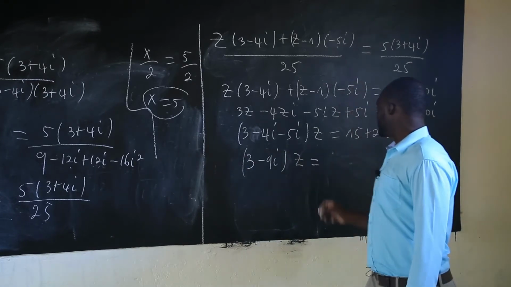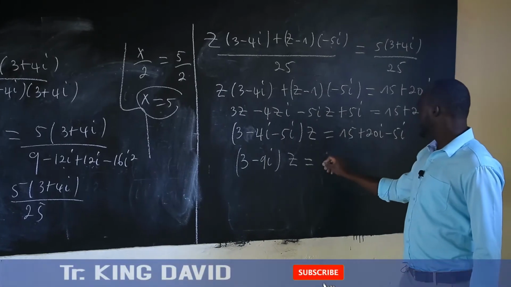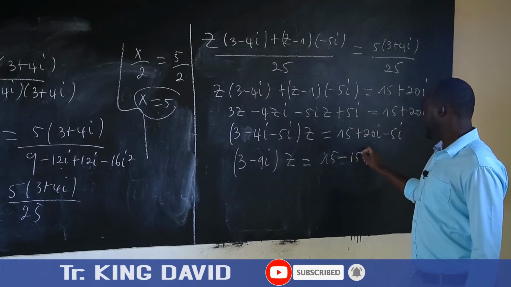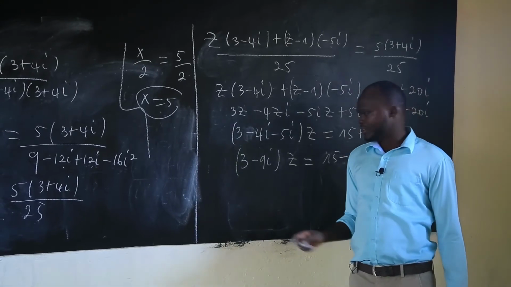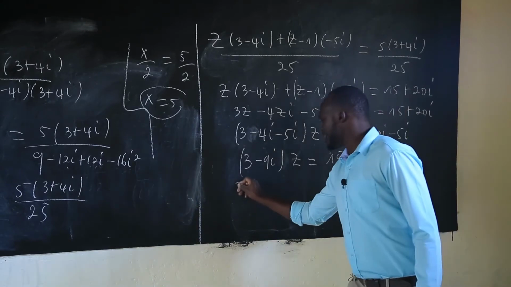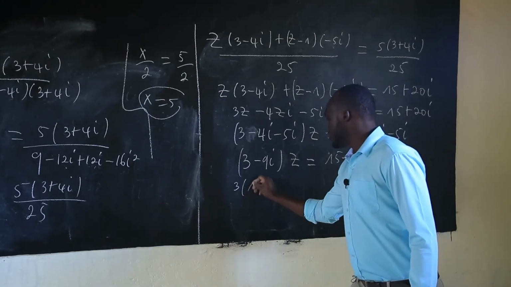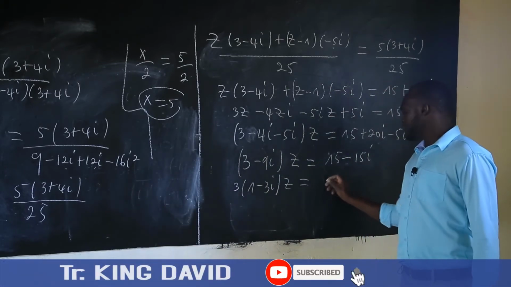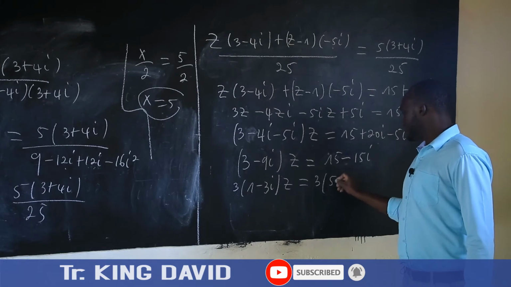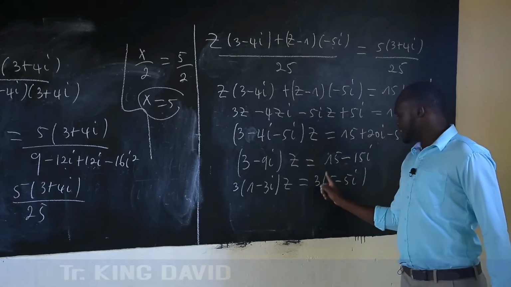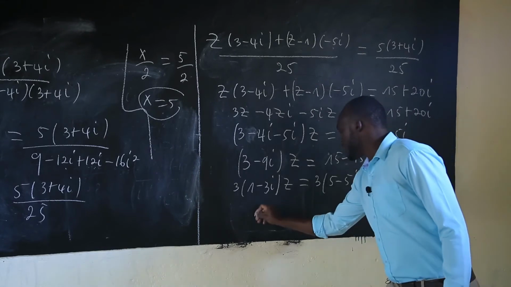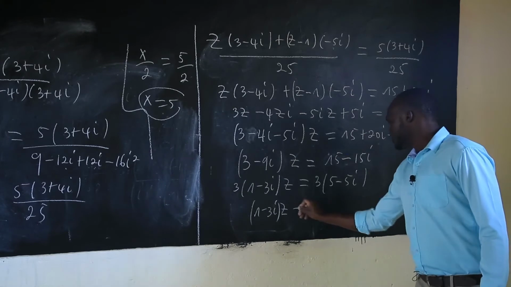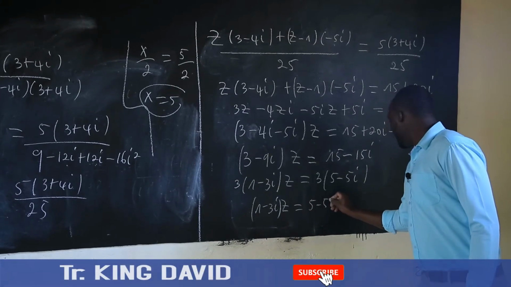Z equal to 15, 20i minus 5i, that's 15i. So we can divide by 3, because here we can divide by 3. Let us take 3 out of the bracket. So that is (1 minus 3i) z equal to, let us take 3 out of the bracket, that is 5 minus 5i. So we divide by 3 both sides. We remain with (1 minus 3i) z equal to 5 minus 5i.